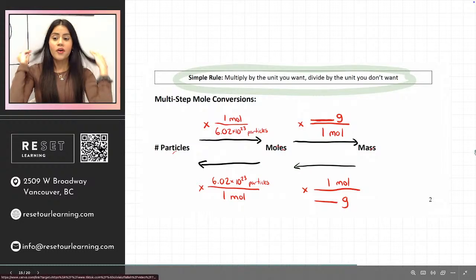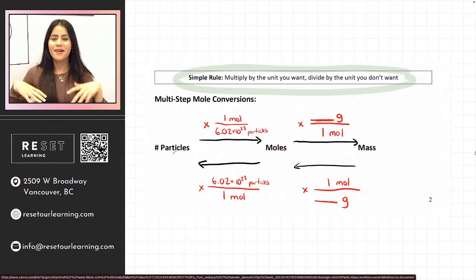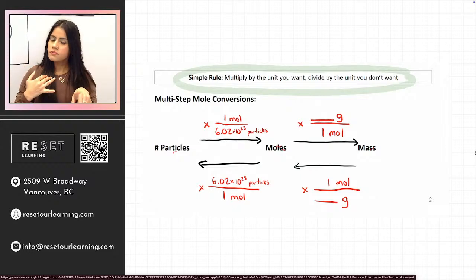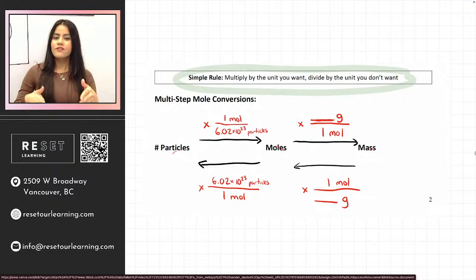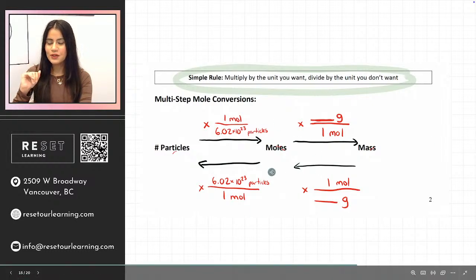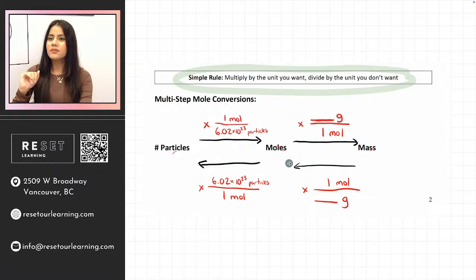Okay, so we're more than halfway there. We figured out how to convert particles to moles, and we figured out how to convert moles to mass. But what if the question is giving us particles and asking us to find the mass? We will have to take a layover. Our layover will be our moles. There is no direct flight. You will have to make a stop in between. So our midway is moles.